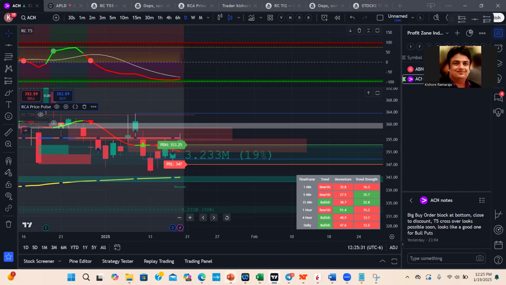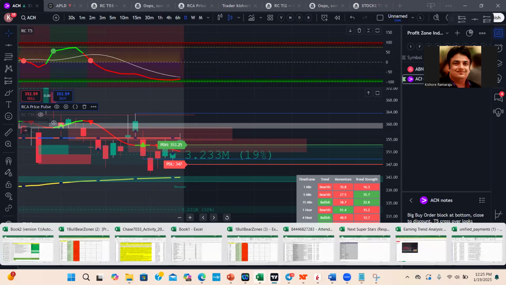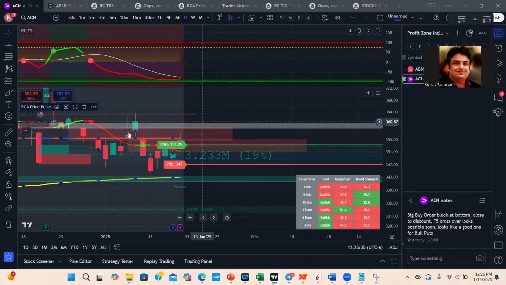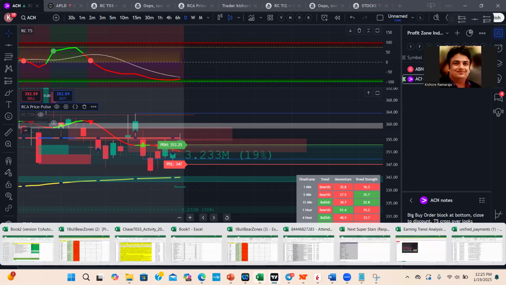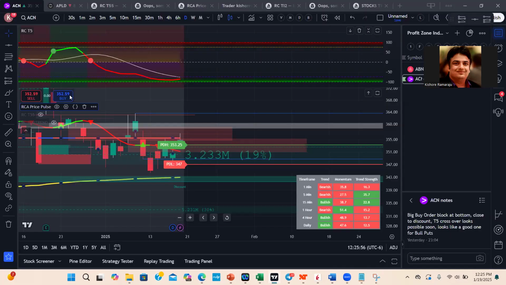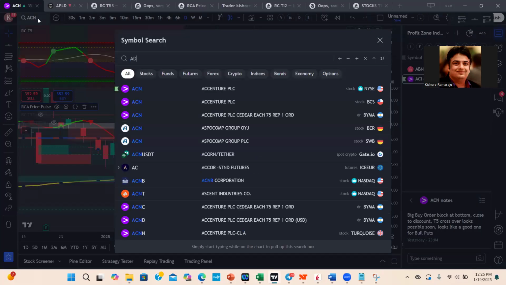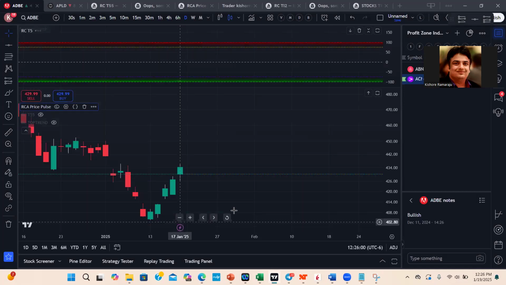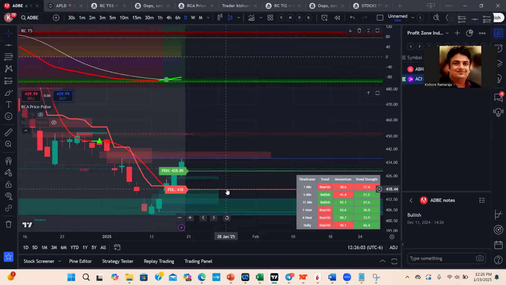So let's look at some other examples, some more stocks which can move well. I already gave you two stocks which can move well: ASML and ACN. Let's look at Adobe, which is also looking good. Let's go and look at Adobe, ADI. So what do you think, Adobe?